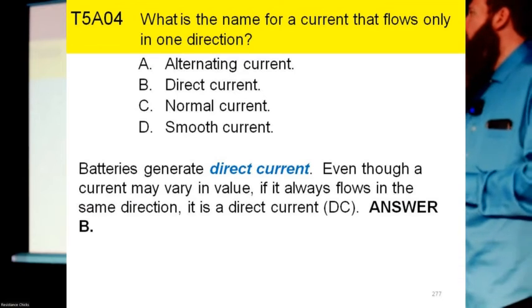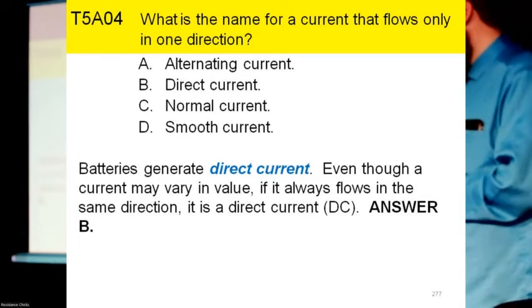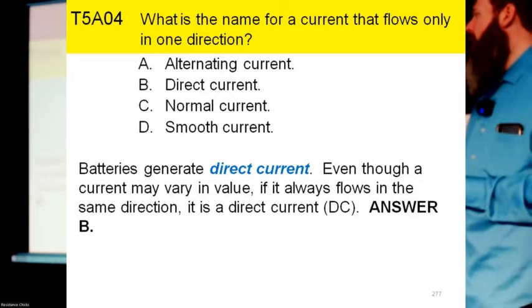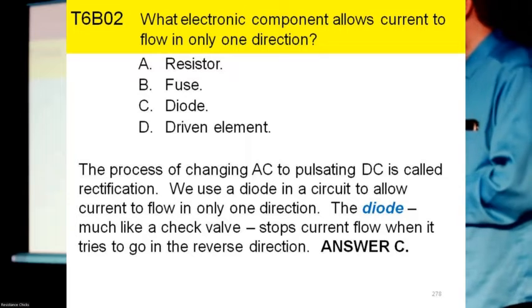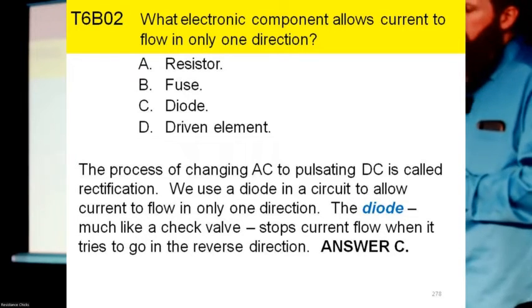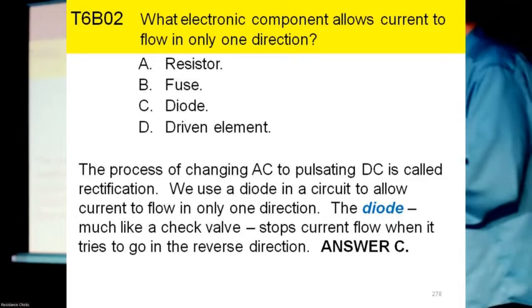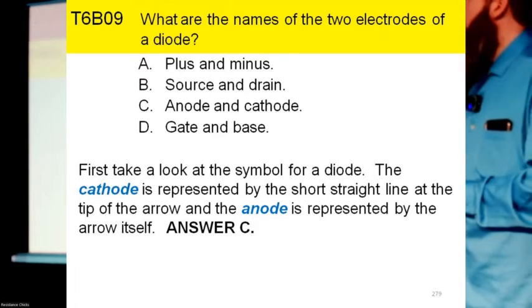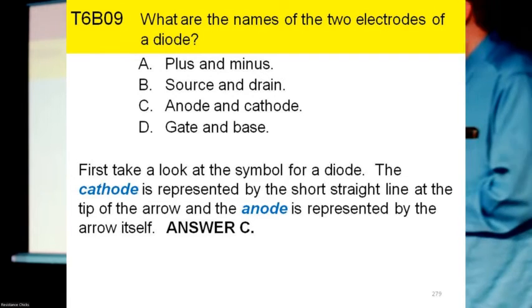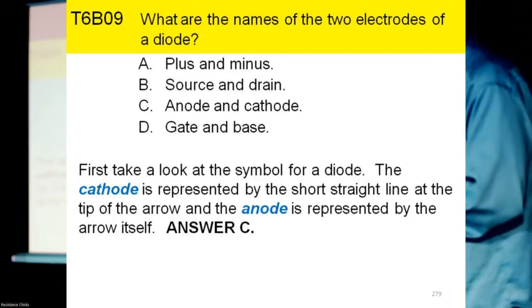What is the name for a current that flows only in one direction? Direct current, DC. What electronic component allows current to flow in only one direction? It's a diode. It's just an electronic component. That is what it does. What are the names of the two electrodes of a diode? It's anode and cathode.